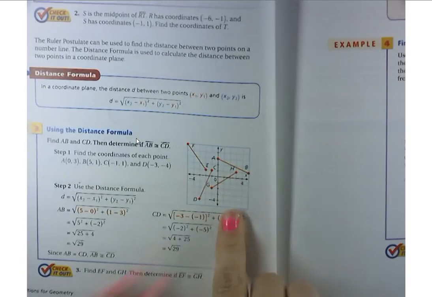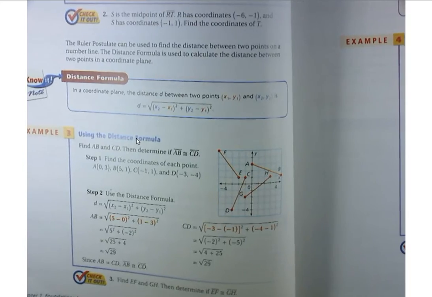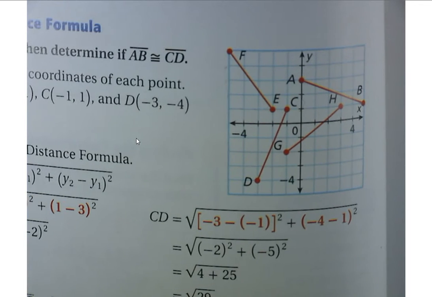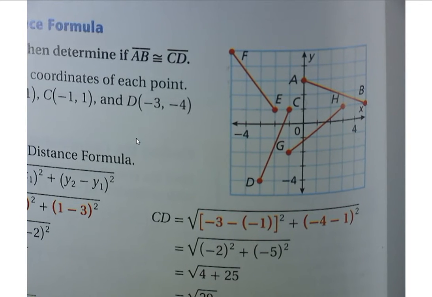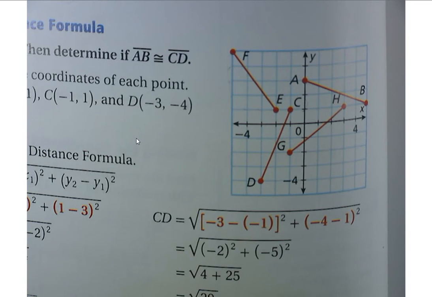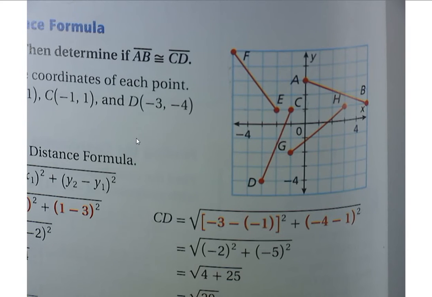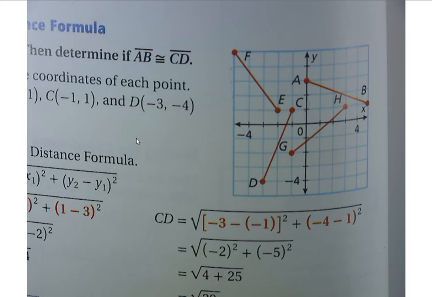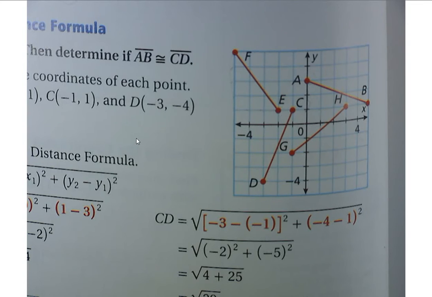Okay, so example 3, here's your diagram. The first thing it says to find on your sheet is EF. So what I want you to do is write down the points E and F. Wait, where does it say to find EF? Okay, so find out what those 2 points are.